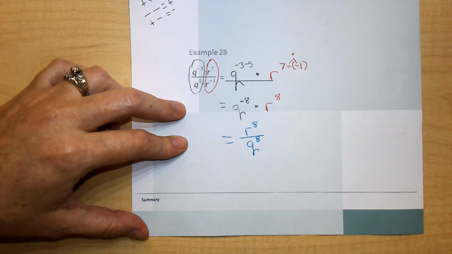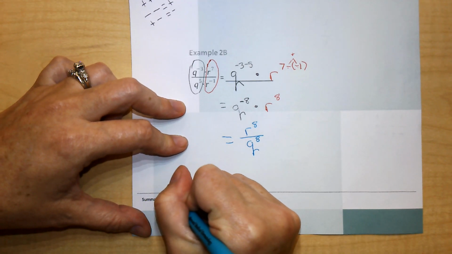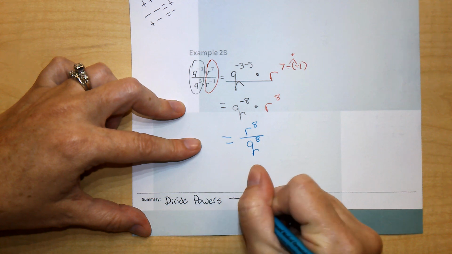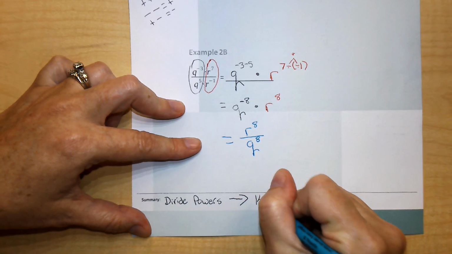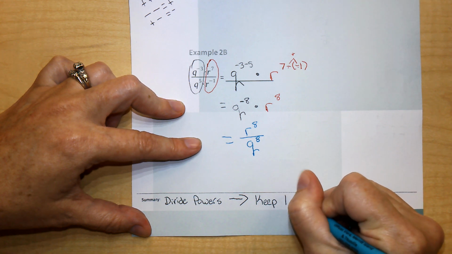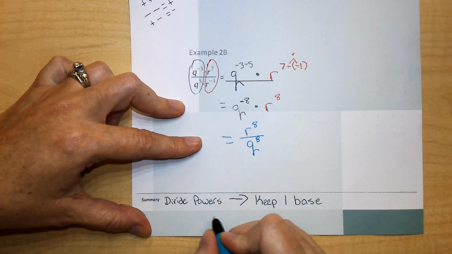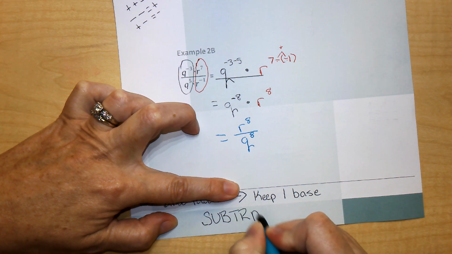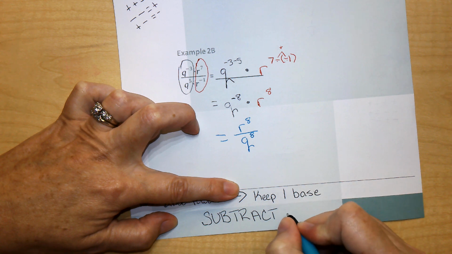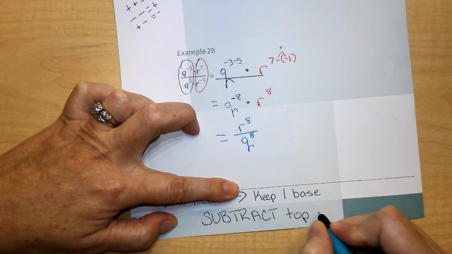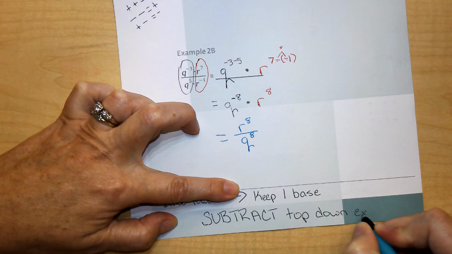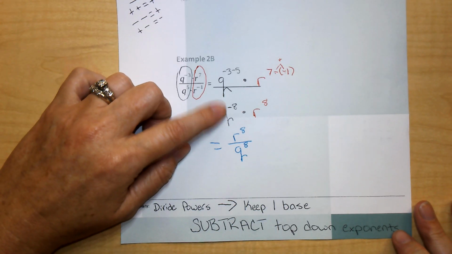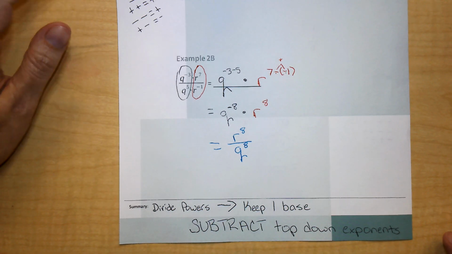So our summary for when we divide powers, this is actually the only thing new today. When we divide powers, we're simply doing the opposite of what we did with multiplication. We are still going to keep our one base. When you have like bases, when you have twin bases, you only get to keep one. But then you're going to subtract those exponents top down. And then remember, if you end up with a negative exponent, you have to think fraction.